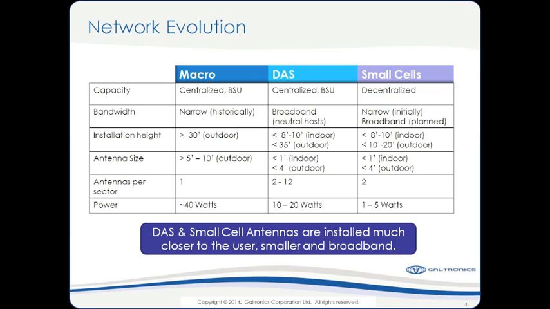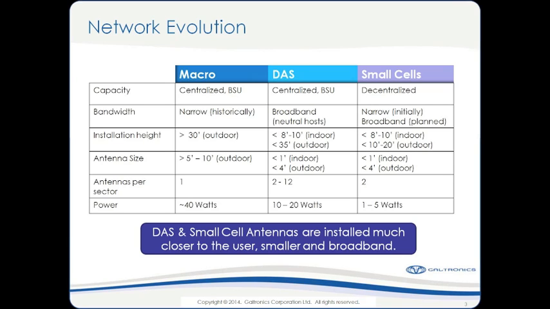Because of the close proximity to the user, the same dimensional requirements still exist for these antennas, namely less than a foot for indoor antennas and less than 4 feet for outdoor antennas. And some further information about differences for macro, DAS and small cell: macro installations typically have one antenna per sector. Again, this presentation is not comprehending concepts like split cell macro antennas and things like that. There are advances in the macro antenna space, but for comparison purposes, we're ignoring those. So macros have one antenna per sector.